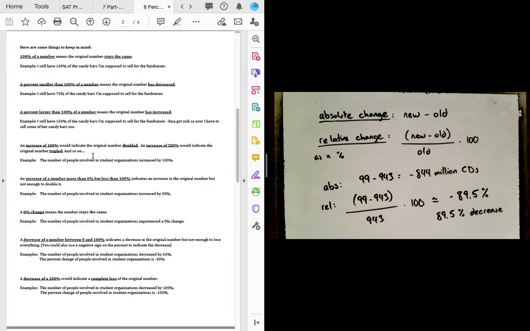sell. I'm that kind of guy that if I have a fundraiser, I'll just buy all the candy bars myself and throw them in the freezer and just eat them myself, because I know I'm going to eventually eat that much chocolate, so why not?